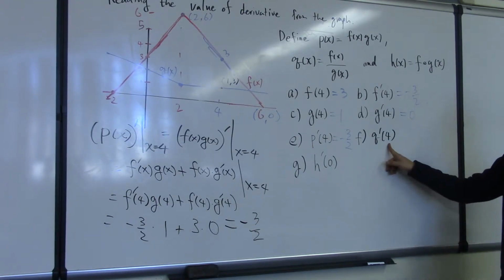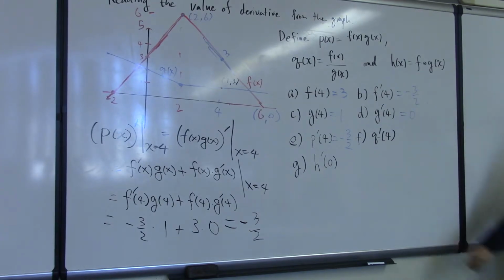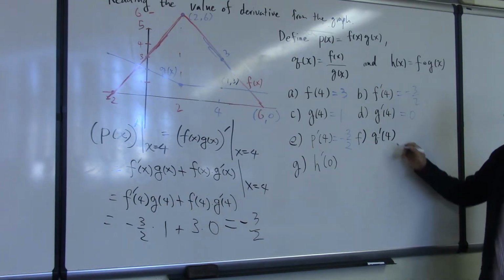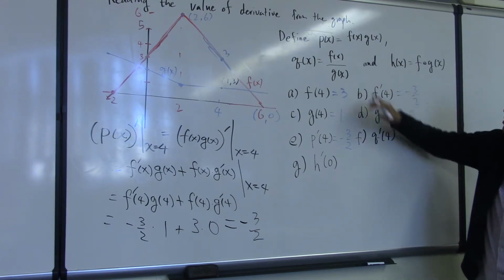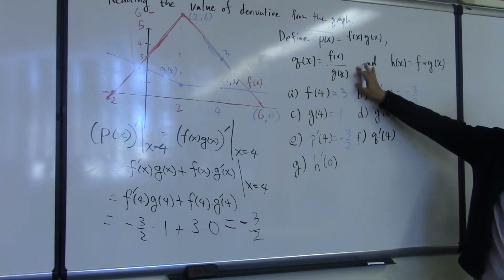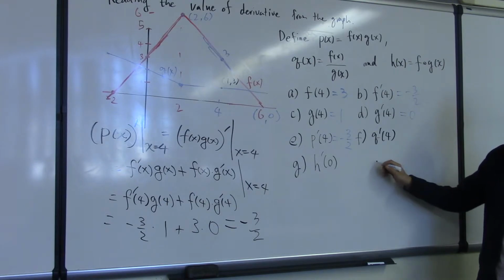Q prime of 4. How about that? It's the same exact story, right? So if you did the derivative of this thing, you have to use the quotient rule. Let's think about what the quotient rule would say.